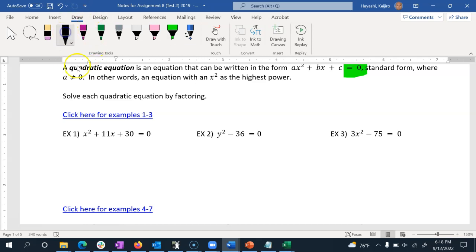For example, 1: to factor x squared plus 11x plus 30, I'm going to want to find two numbers that multiply to 30 but add up to 11. Can anybody tell me what those two numbers are? Okay, yeah, positive 6 and positive 5.